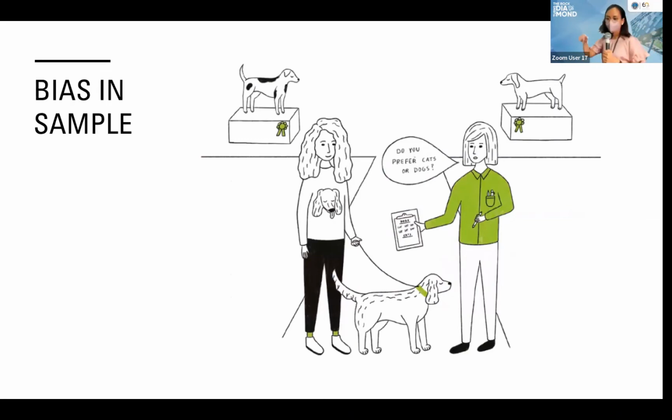Bias in a sample. This is a researcher. And the researcher wants to know, let's say, whether people love cats or dogs more. But then what does the researcher do? He goes to a dog pigeon. What do you think the people there will say? Oh, of course they like dogs. That's why they are there in the first place, right? So that's bias. This is bias.